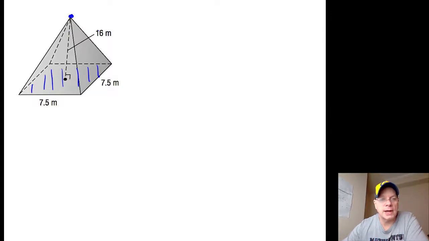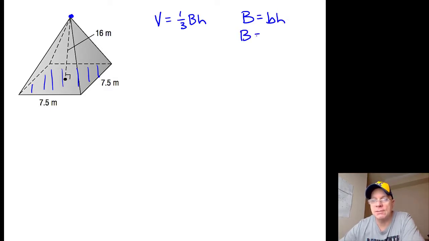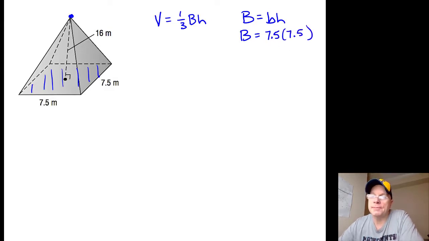The height, the perpendicular height to the base, is 16, so I see the height of my pyramid is 16 meters. And so we start by writing the formula for volume of a pyramid: 1/3 multiplied by the area of the base multiplied by the height. And then just like we did with prisms, we're going to have to calculate area of the base. Well, I have a square base. It's a special kind of parallelogram. So just base times height, or side times side for a square. 7.5 multiplied by 7.5. I know that's 56.25 for the area of that square base.